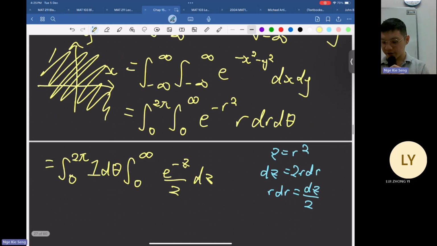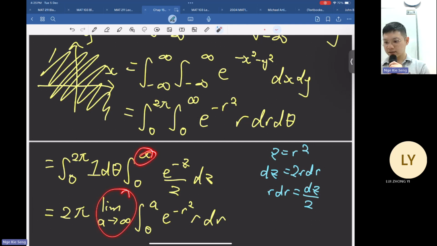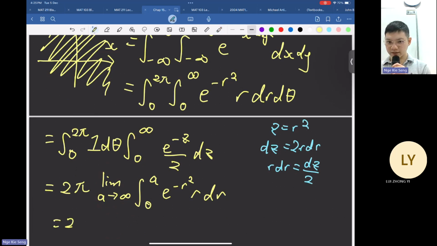So the first part, for the theta part, what do you get? 2 pi. And then for the other part, actually, you need to do it as an improper integral here. You should do it as improper to be precise. You only know how to do a definite integral, so for an infinite one, you need to use the limit.